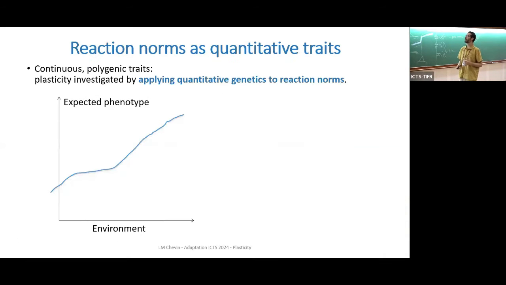Apart from that, I'll stay with a more statistical description, as in classical quantitative genetics. So if you think of the reaction norm for a quantitative, continuous trait, you place the expected phenotype, say the phenotype of a family, across environments, and you have this reaction norm.